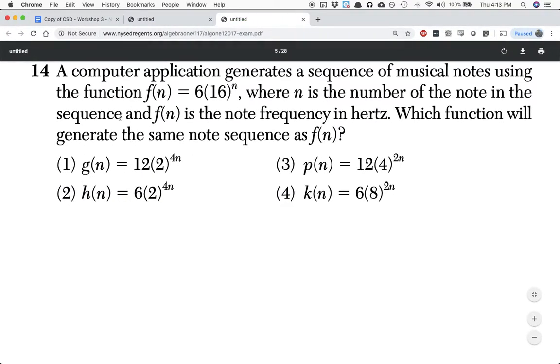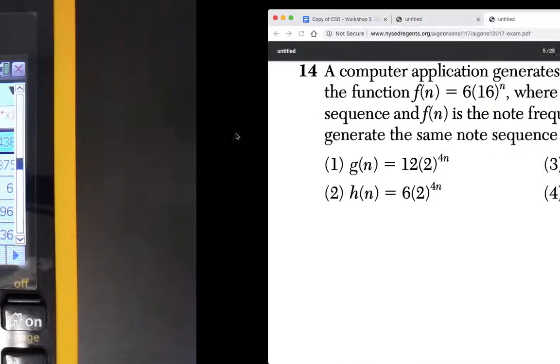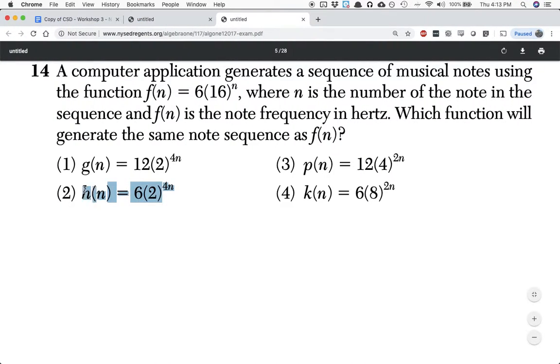For question 14, I don't need to know how to move around my exponents, anything else like that. As long as I've got one of these fancy calculators, I have the answer. Answer choice is 2.